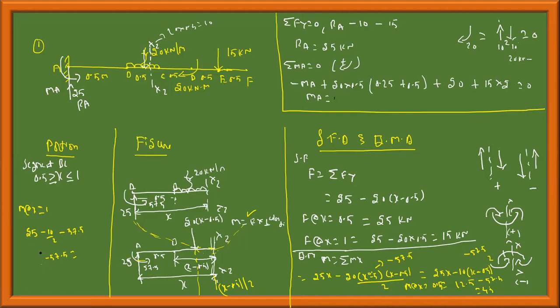25 minus 10, this is 5, this is 20. 20 minus 25 minus, have I done anything wrong? 25 minus 20 into 10, 20 by 2, 10 into 57.5. This will be how much? 23.